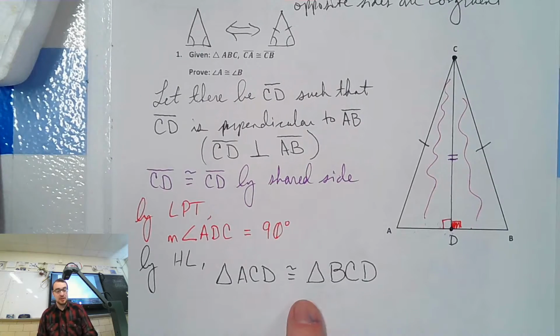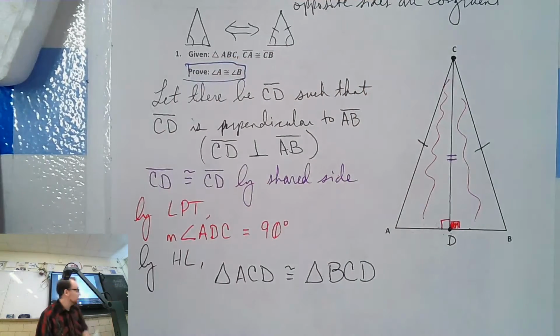Now we're not done, because that's not what they asked us to prove. They asked us to prove this: A and B are congruent. So here's a new thing we're going to learn today.